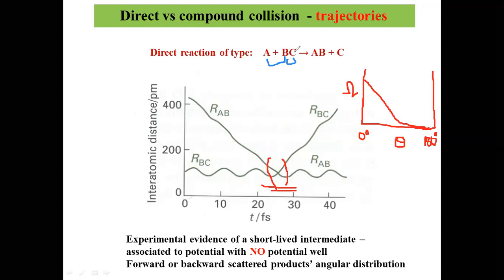So that is something like, it's going to be like that. So the characteristics of either forward scatter or backward scatter indicate that this is going to be an abstraction type of reaction, and there is no long-lived intermediate complex formed, which is the characteristic of the reaction with no potential well, right? But you can have the potential barrier, no potential barrier.